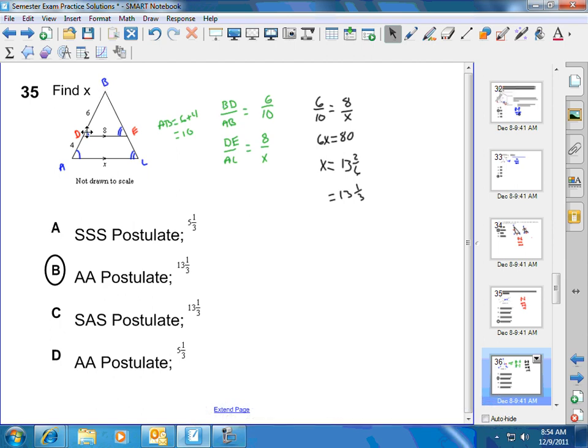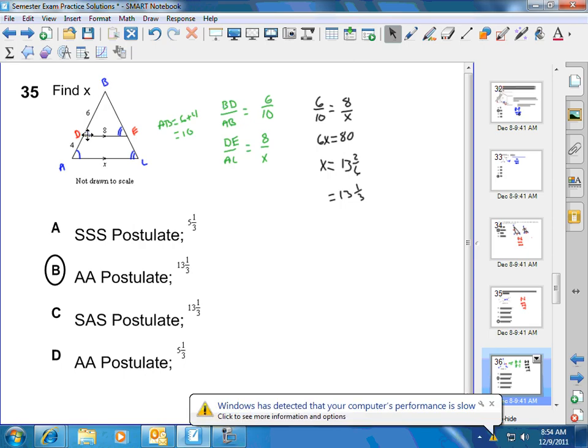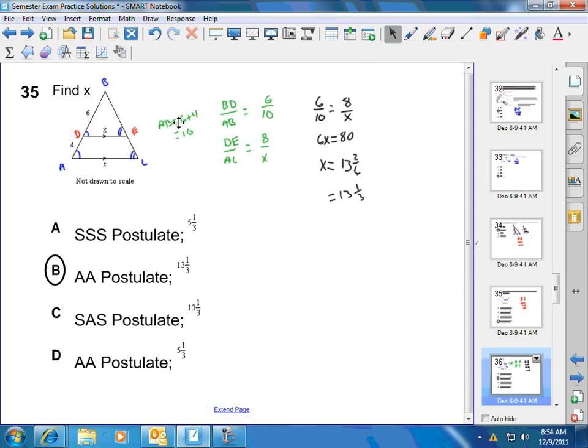The ratio of DB, for example, to AB has to equal the ratio of DE to AC and also BE to BC, but we don't need to deal with that in this problem. So the ratio of BD to BA has to equal the ratio of DE to AC. So BD is 6, BA is the 6 and 4, which is 10. So we have a ratio of 6 over 10. That has to equal a ratio of 8 over x, and we'll solve for x to find the value that gives us a true statement where these two ratios are equal.